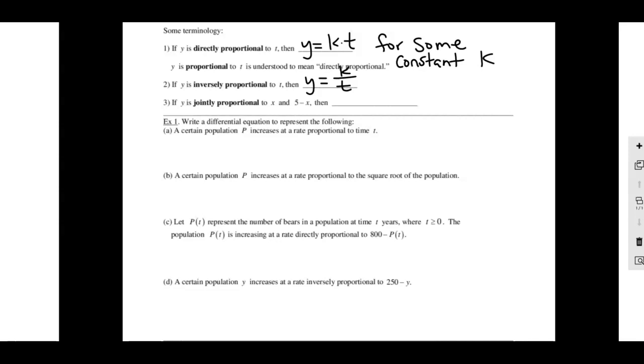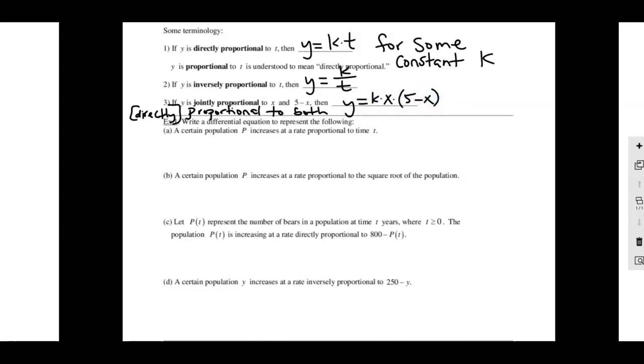All right, very good. So if something is jointly proportional, that just means it's proportional, or you could say directly proportional, to both. Again, the word directly isn't really necessary. If it's there, that's great, but if it's not, it's understood to be there. So you could say y is directly proportional to both x and 5 minus x. That means it's related to both via multiplication. So here I could just write y is equal to k times x times 5 minus x.